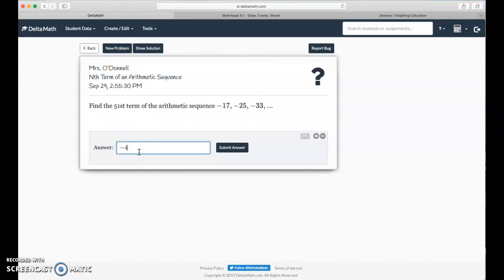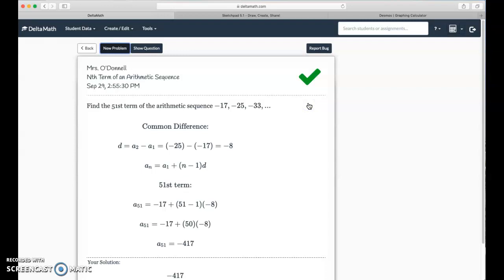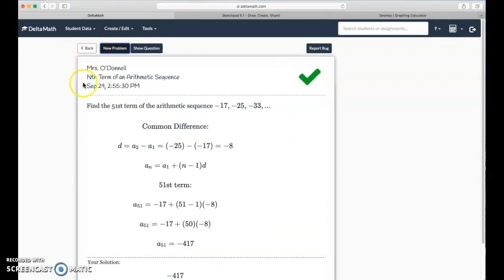Type it in, -417. We'll click submit and see what they say. Yes, we're sure. Bada boom, we got it. Green check mark, good to go. Okay, and that's all there is to finding the nth term of an arithmetic sequence.